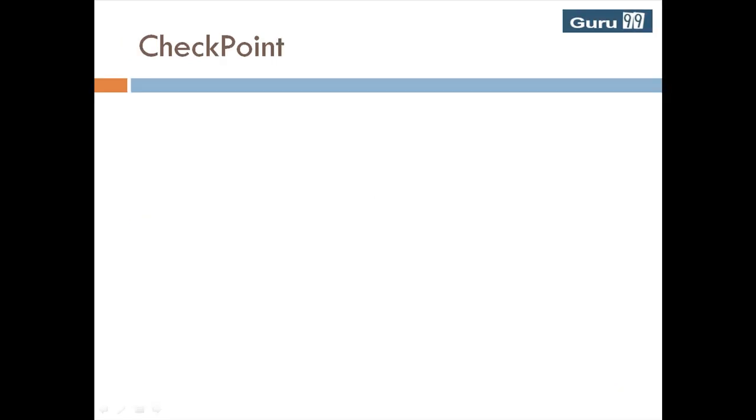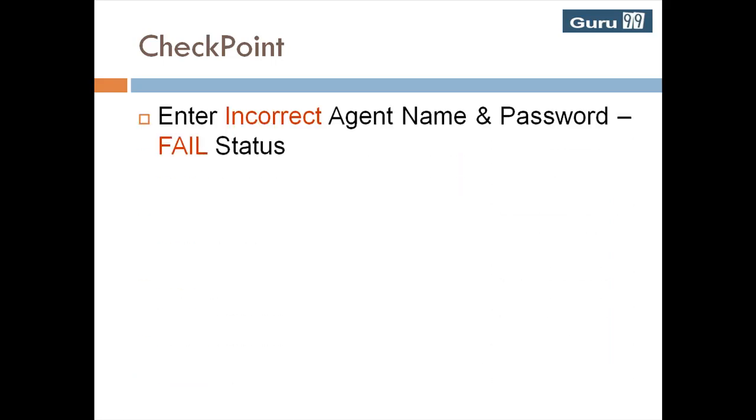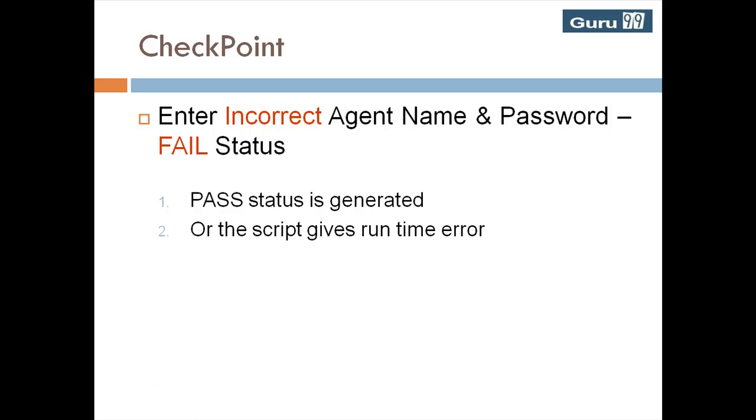Well, if you've done the assignment, you may have realized for incorrect agent name and password, you can create a checkpoint such that a pass status is generated or the script gives a runtime error, but no fail status. Even though a runtime error also gives a fail status, it's not desirable.